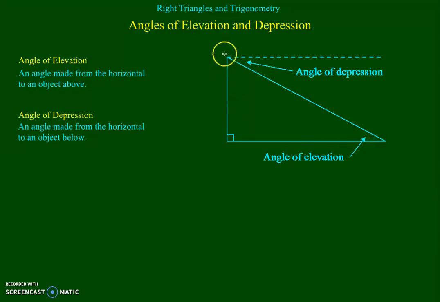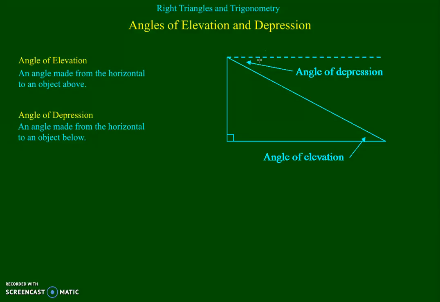On the converse side, if you're standing on top of the building, an angle of depression is the angle made from your line of sight horizontally, parallel to the ground, to an object below you. So this is an angle of depression.